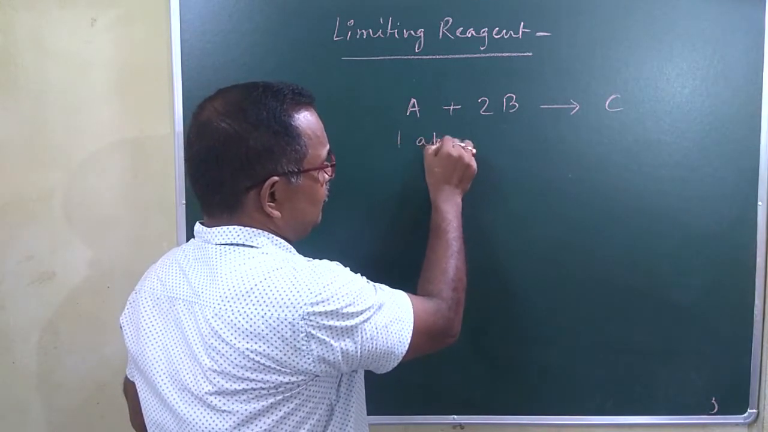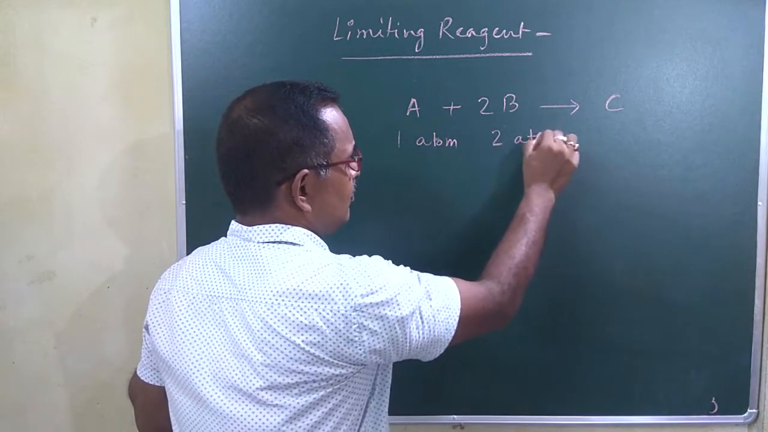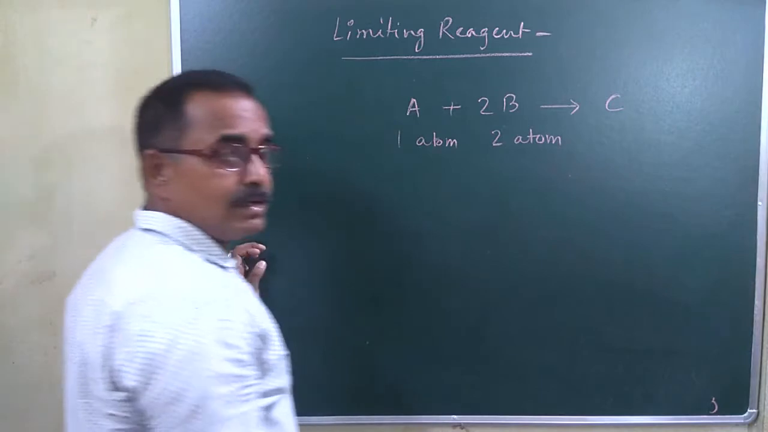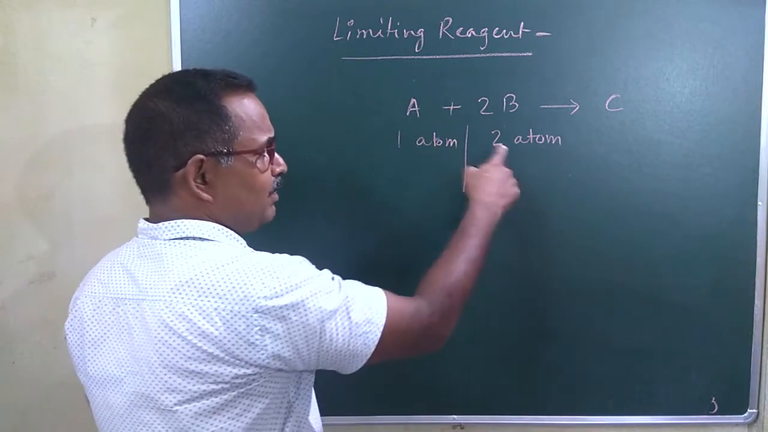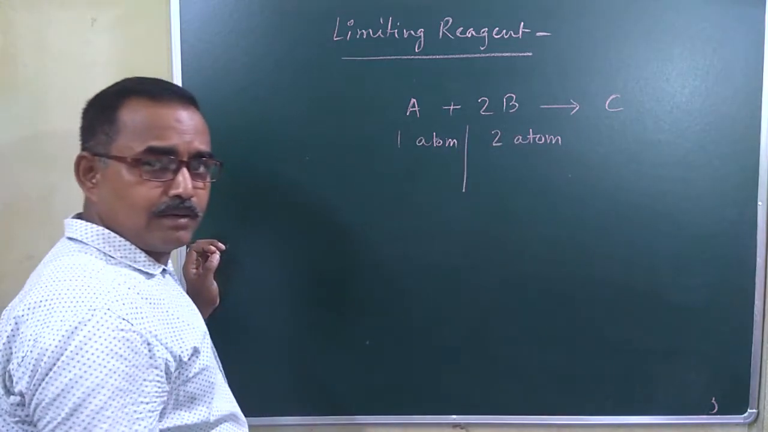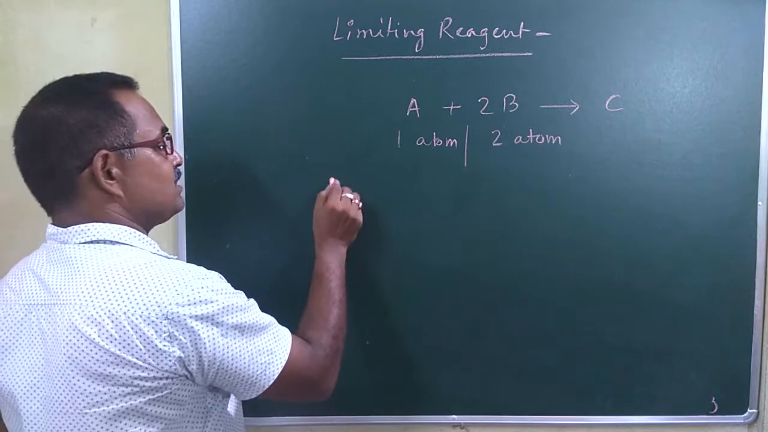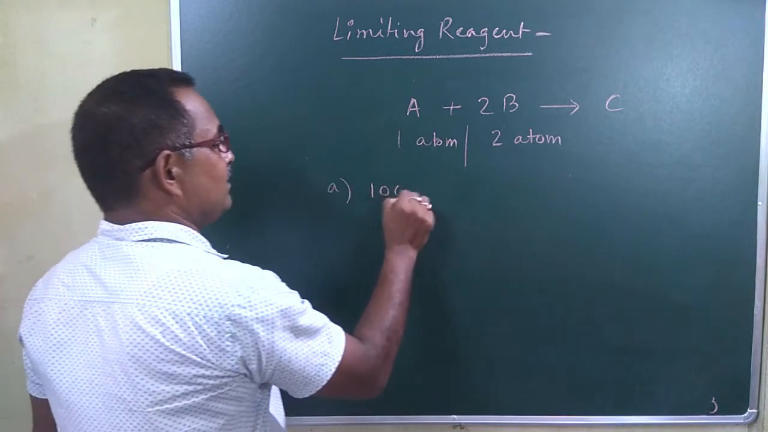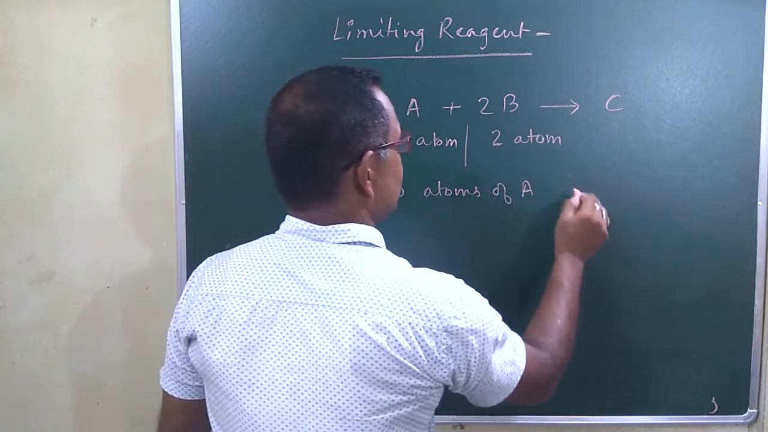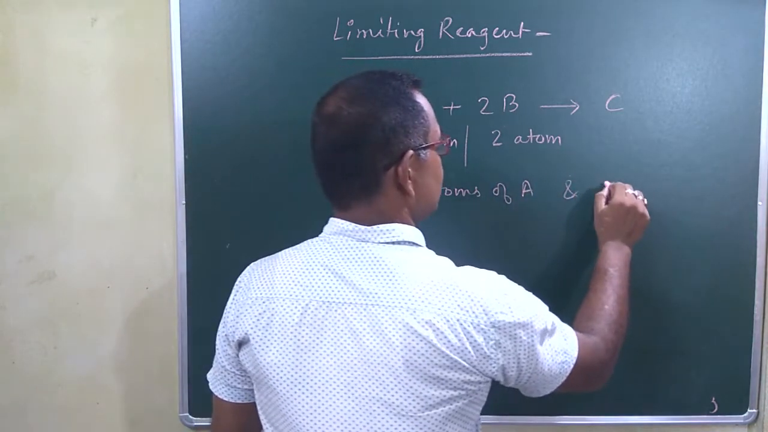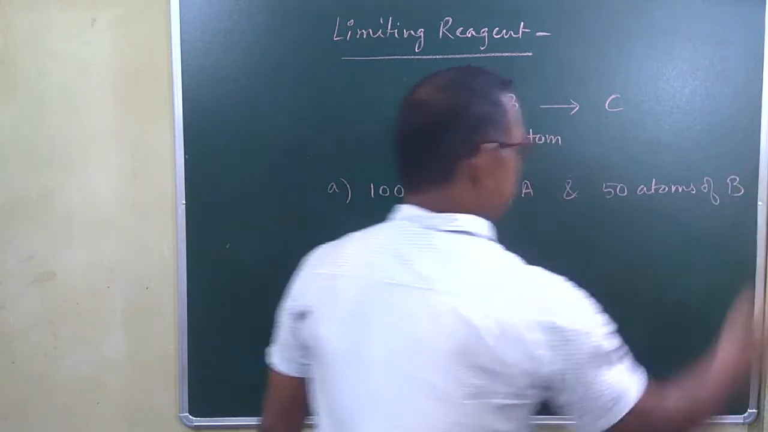One atom of A reacts with 2 atoms of B. So to react with 1 atom of A, we need 2 atoms of B. Suppose we have a reaction mixture like this: say 100 atoms of A and 50 atoms of B.